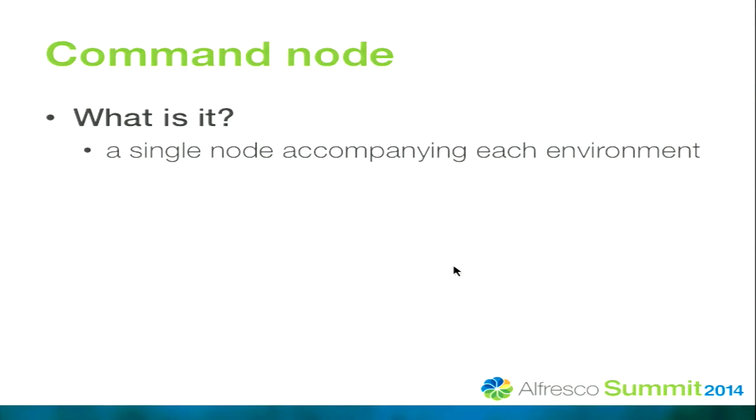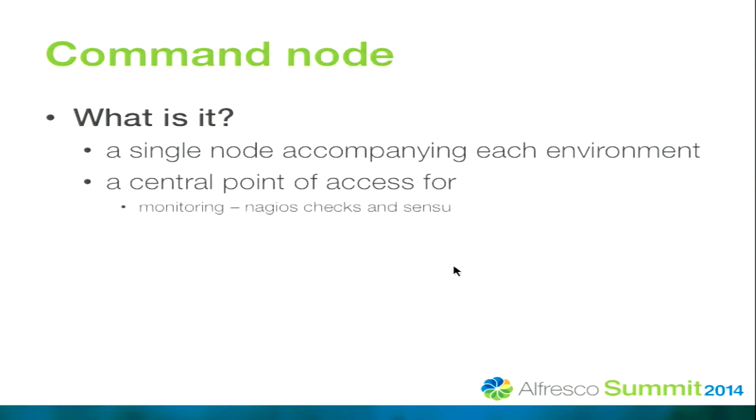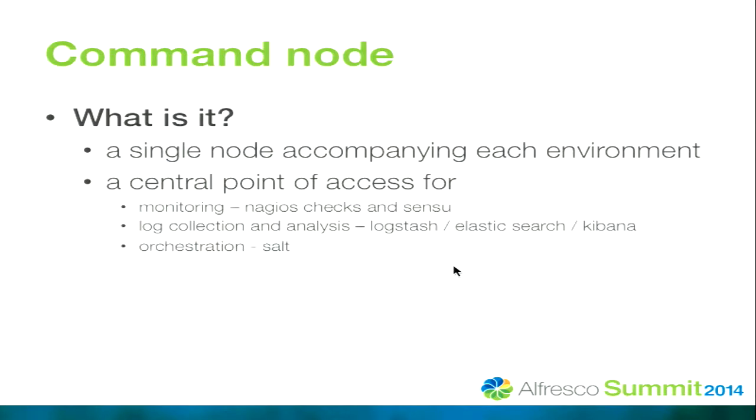You can also use a tool that we've deployed called SALT that we use for orchestration. So basically, you can fire commands from one location to multiple nodes. The command node is the SALT master. Yeah. And everything else is a minion. So it's a central point of access for monitoring, where we have Nagios checks and Sensu for the monitoring side. For log collection and analysis, we use Logstash, Elasticsearch, and Kibana. Orchestration is via SALT. Metric visualization is with Graphite and Grafana.